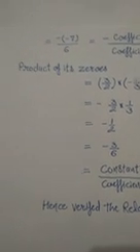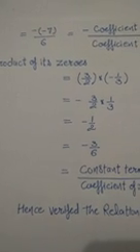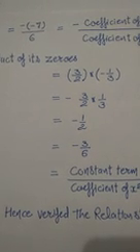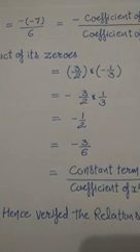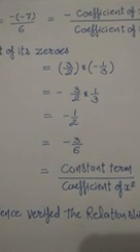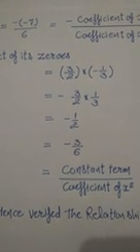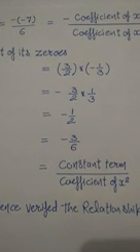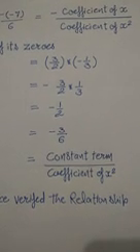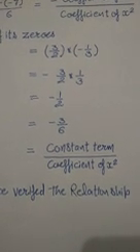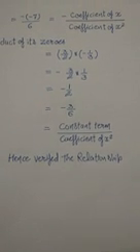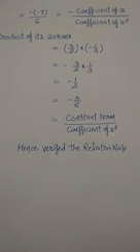Now move to the second relation, the product of zeros. 3 by 2 times minus 1 by 3. When we solve this, the 3s cancel each other and we get minus 1 by 2. Here I again multiply both numerator and denominator by 3, and I get minus 3 by 6. The constant term is in the numerator, and my 6 is in the denominator, which is the coefficient of x square. So hence we have verified the relationship.